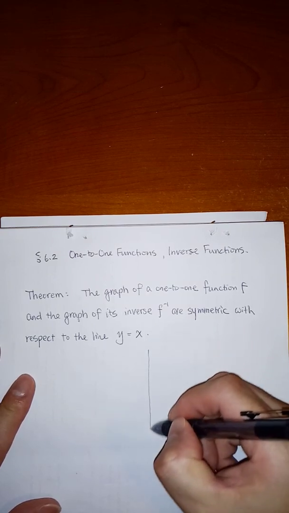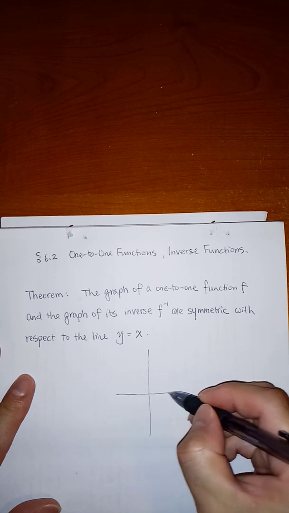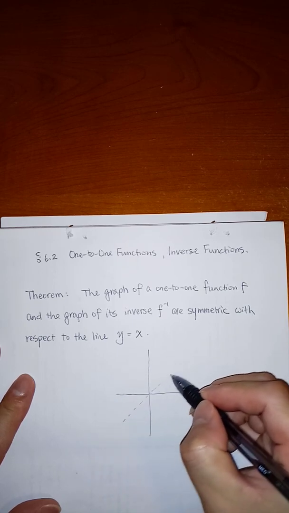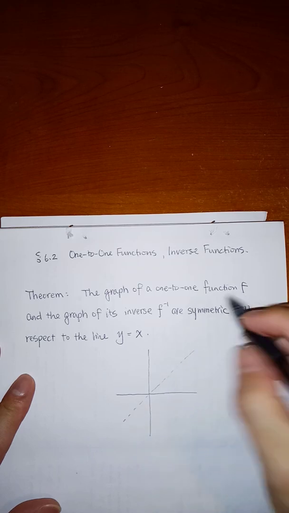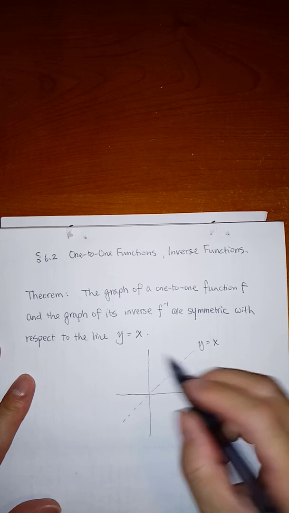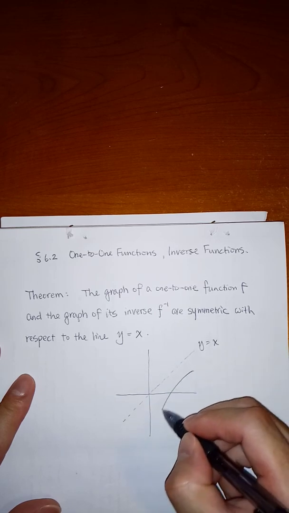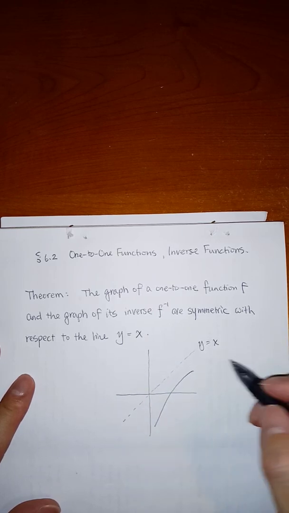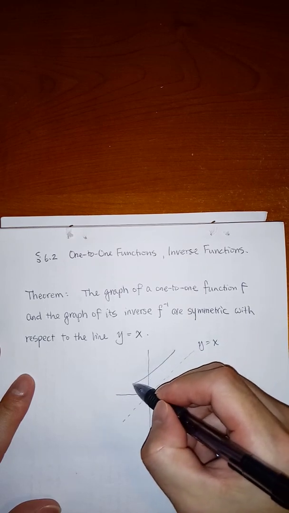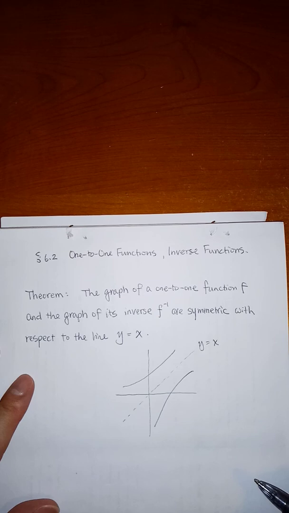Y equal to x is the diagonal of the first and the third quadrants. So this is the line y equal to x. Then the theorem claims the graph of the one-to-one function and the graph of the inverse function are symmetric.